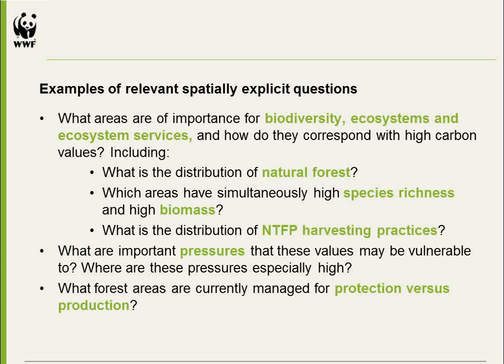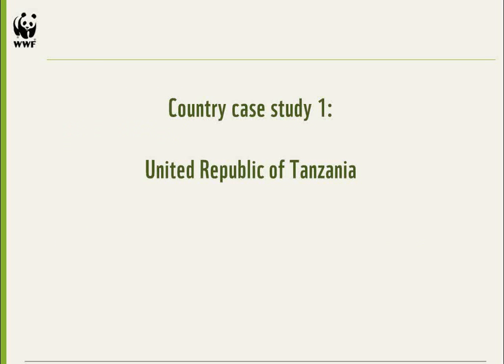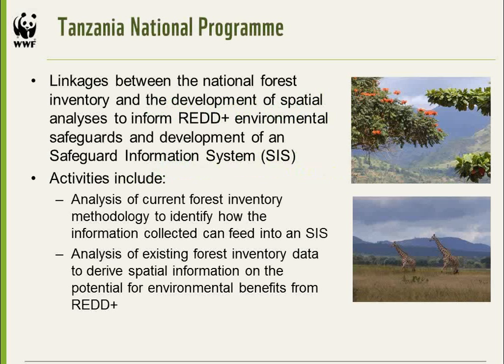Some examples of the types of spatially explicit questions that we can ask during this process include, where are areas that are important for biodiversity, and how do they relate to areas that are high in carbon values? What pressures might these areas be exposed to? Where are these pressures particularly acute? Also, of the forest in country, where is forest being managed for protection and where is it being managed for production? Next slide, please.